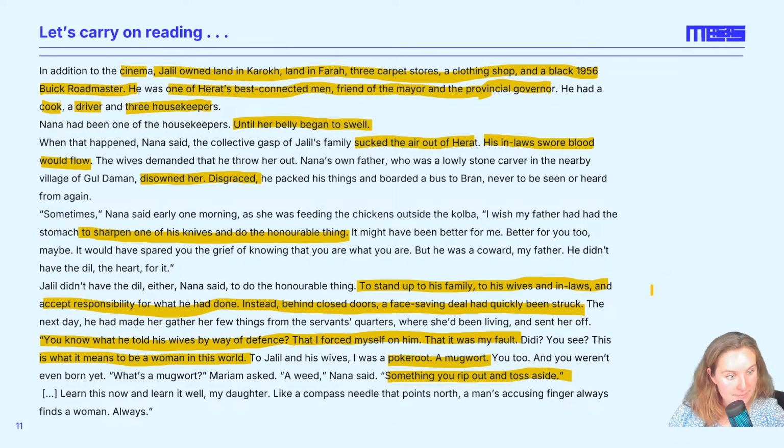In contrast, Nana is one of the 3 housekeepers that Jalil has. And notice how the pregnancy is described. There's no romance in it at all. It's until her belly began to swell. Notice the passive voice there. This doesn't sound like anything to do with a whirlwind romance, no love here. It's very passive. As LP said, implied Nana's impregnation was consensual? It seems like possibly not, right? Because this is such passive language, it sounds like she had no agency over this, right?